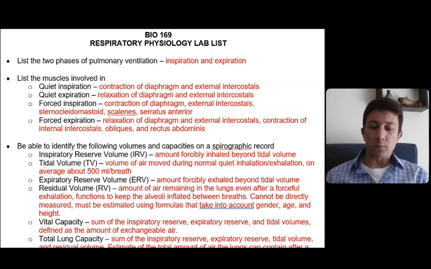The oblique muscles, so that includes the external and internal oblique muscles that are located kind of at the sides of the abdomen, as well as the rectus abdominis muscle. And so all of those collectively, when they contract, help to pull the ribs downward to create a decrease in the volume inside of that thoracic cavity.